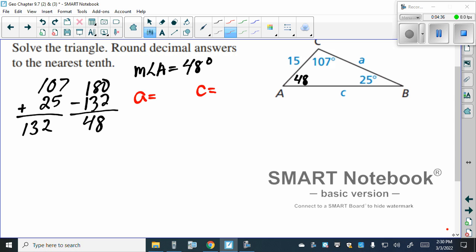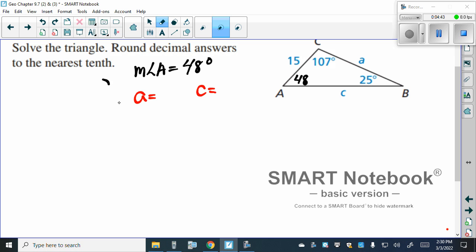Any questions on this so far? Okay. I'm going to erase this here so we don't have so many numbers up on the board.